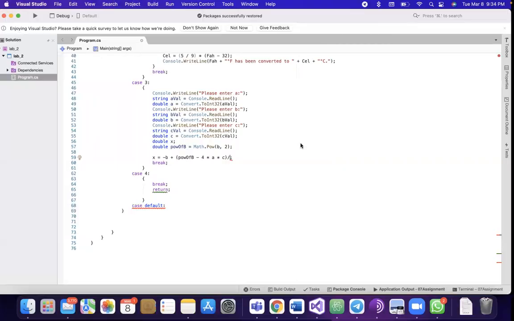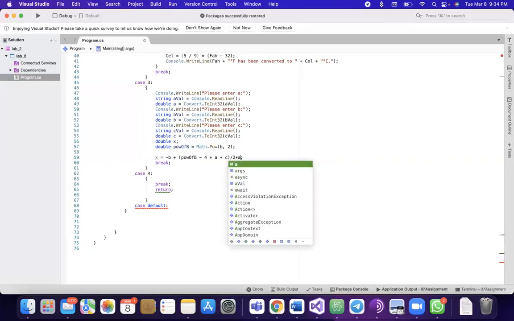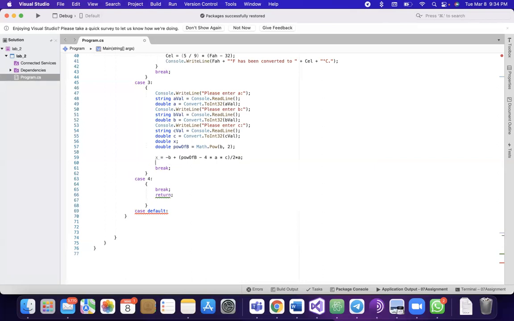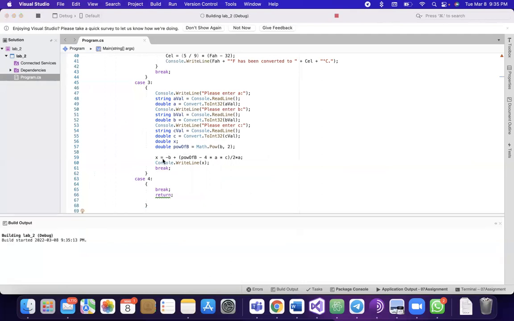Divided by 2 times a. Okay, let's see if this works now. So this is basically the formula for one of them. And then I'll write console write line, and then we'll type in the answer, which is x. Okay, so hopefully this works. I don't have time for this right now. Okay, so we will try.